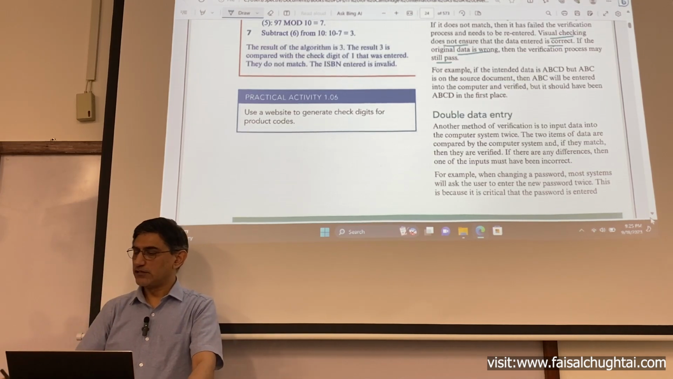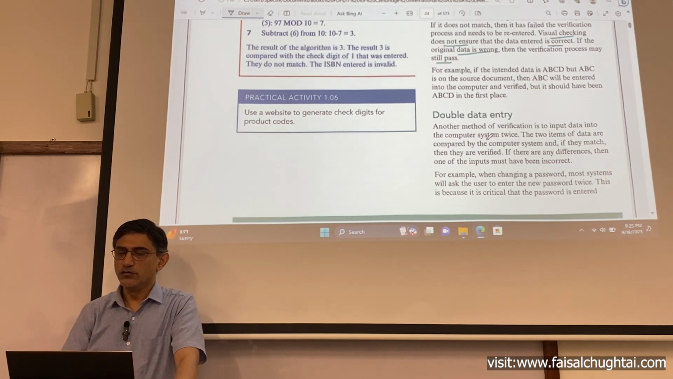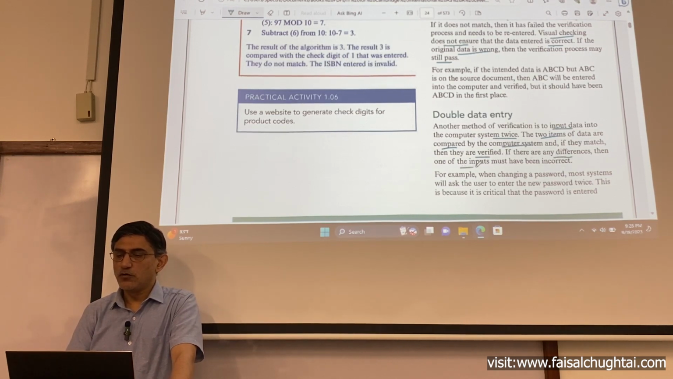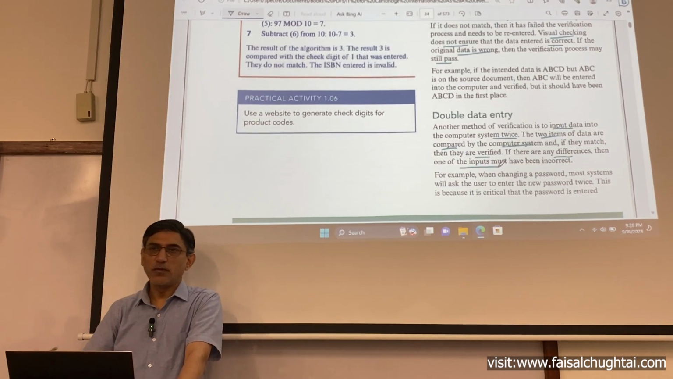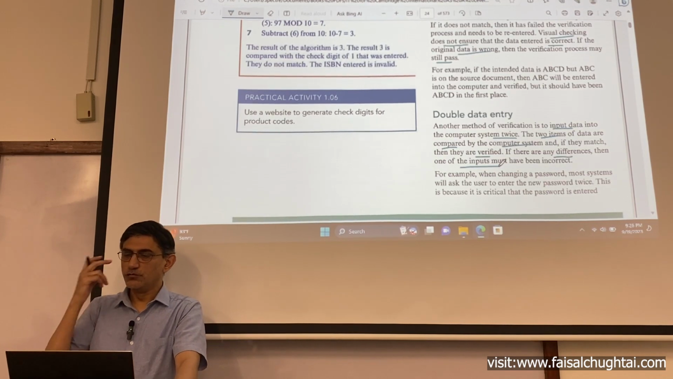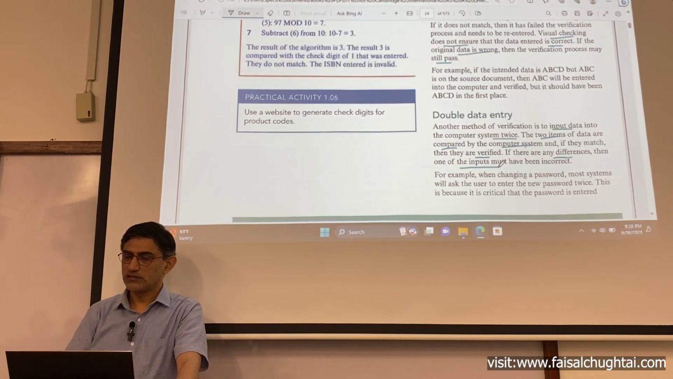Okay, so this double entry method is what I was just talking about a while ago, where it says another method of verification is to input the data into the computer system twice. The two items of data are compared by the computer system, and if they match, then they are verified. If there are any differences, then one of the inputs must have been incorrect. So the password option would be a very good example in this case, to see how double entry method works.